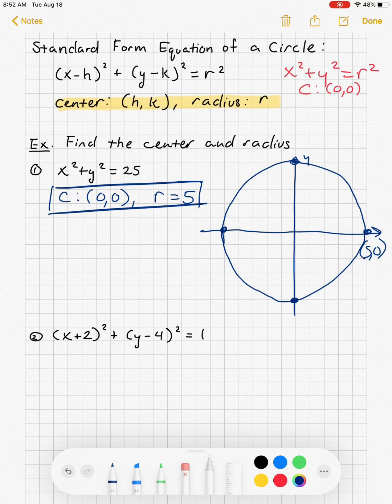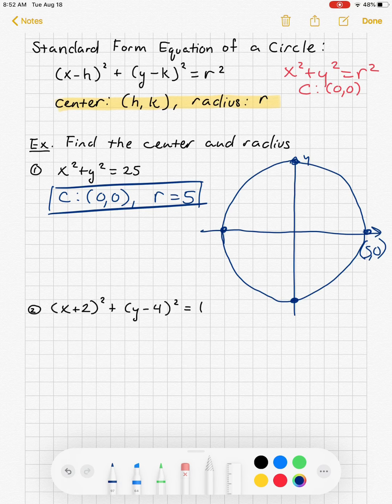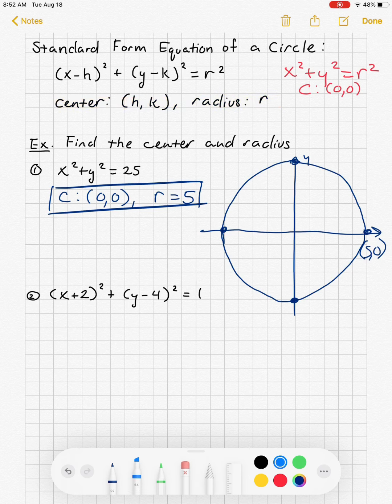Here's one that's more interesting. Number 2. Okay, so I've got to compare that because I need to read the radius off. I'm comparing that with the standard form. So I need to read off the center and the radius.